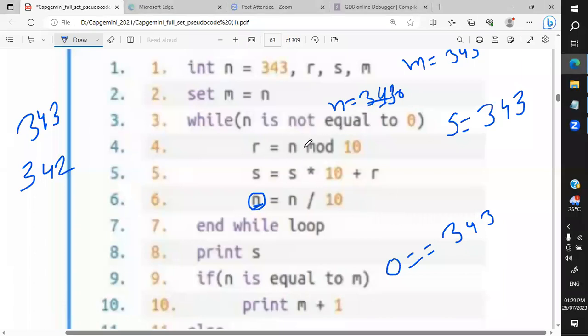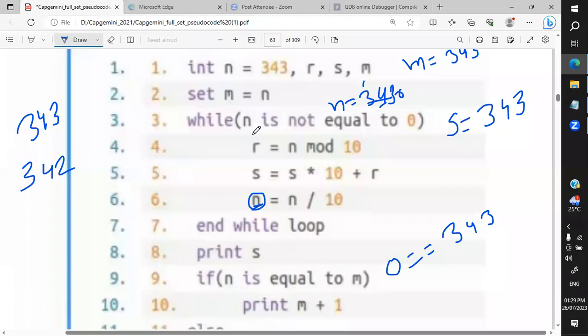34 not equal to 0, true. Enters inside, 34 mod 10 is 4. S was already 3. 3 into 10 is 30 plus 4. It becomes 34. n equals n by 10, 34 by 10 will become 3. Goes back, 3 not equal to 0. r is now 3 mod 10, 3 mod 10 is 3.